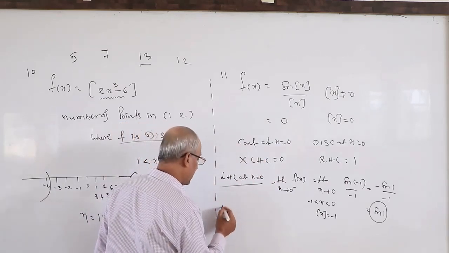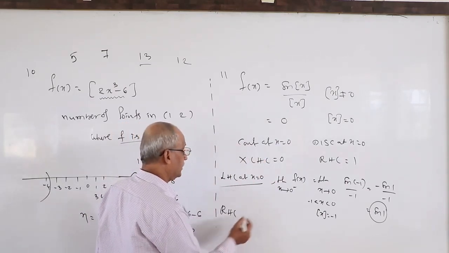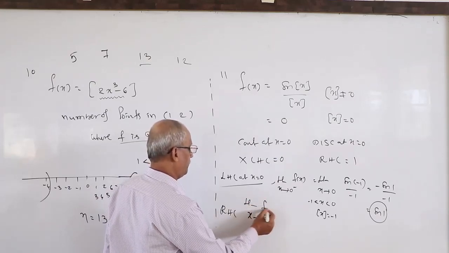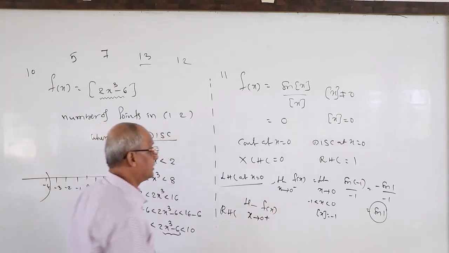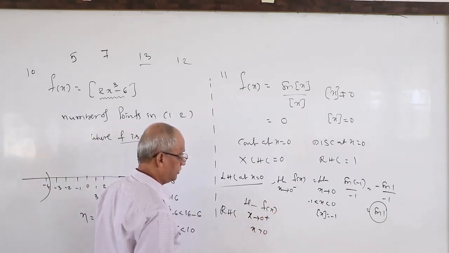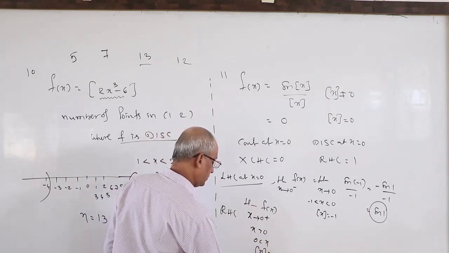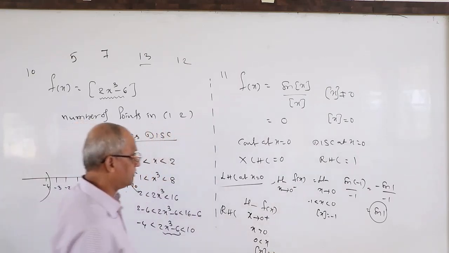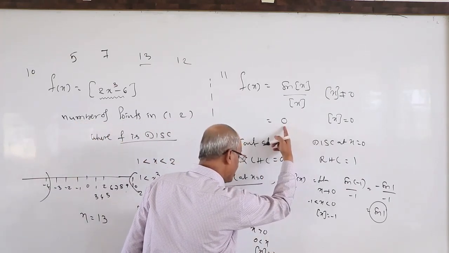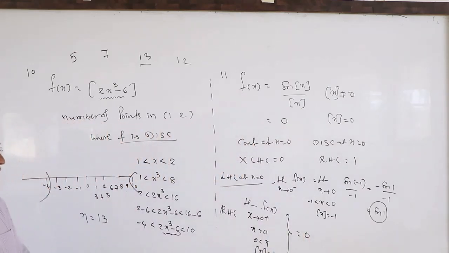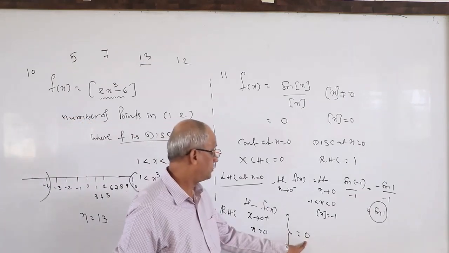Now we will go for the right hand limit, that means x tends to 0 plus of f of x. What is its meaning? x is greater than 0, or 0 is less than x. In this case, what is the step value? 0. When the step of x is 0, the function is only giving the answer. What is the answer given? 0. What is the observation? Finally, the right hand limit is 0.